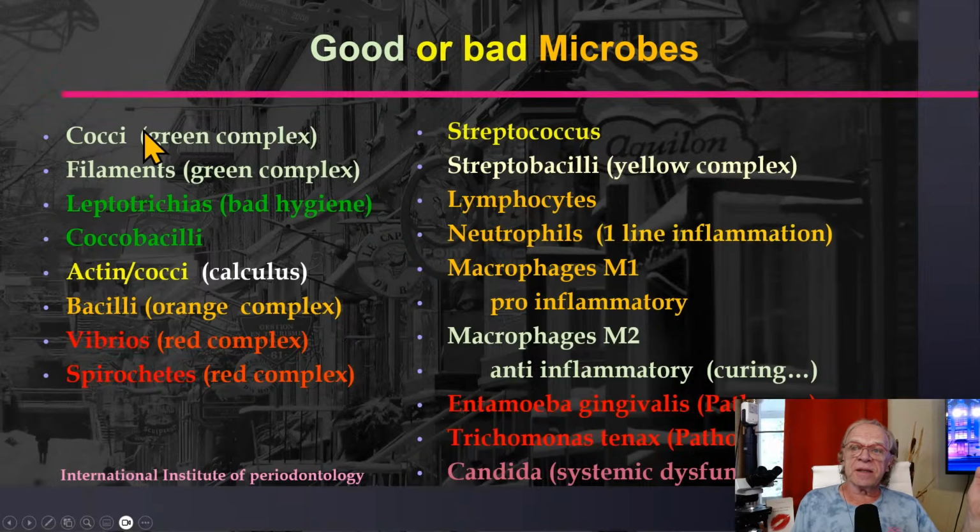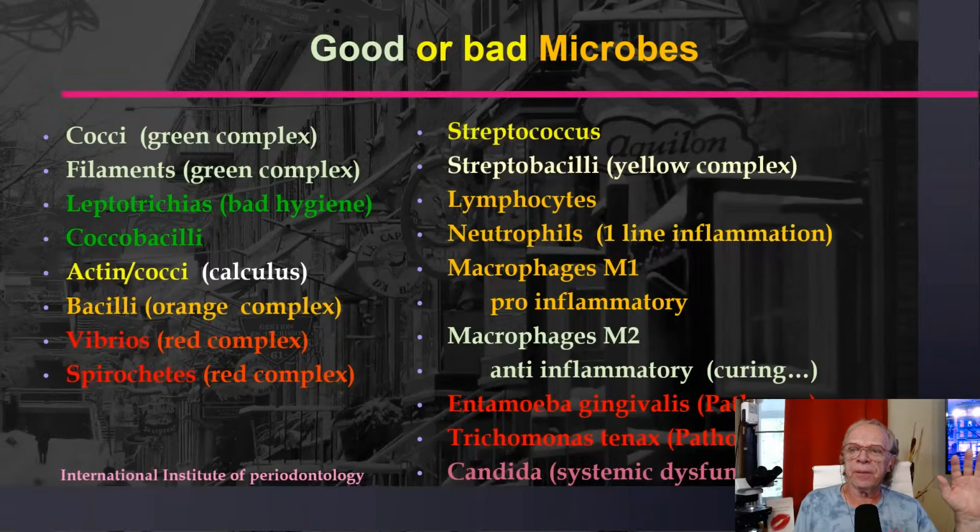So the good ones are dots and lines, cocci and filament. Those are the green complex. Sometimes Leptotrichia is longer ones, or cocobacilli. Cocobacilli are not bad, but sometimes you have Porphyromonas, which is also cocobacilli. So you can do a DNA test, but with the microscope, this is quite easy.